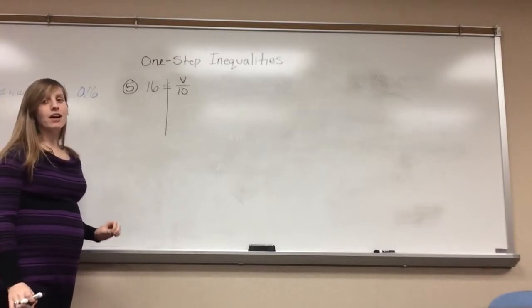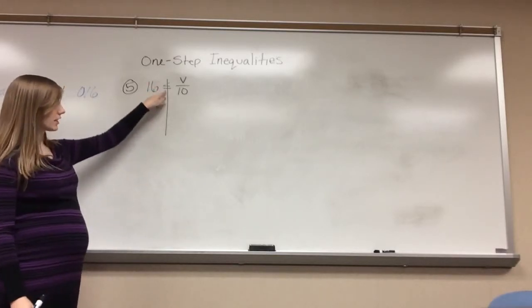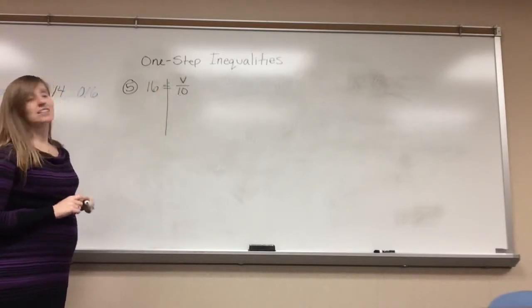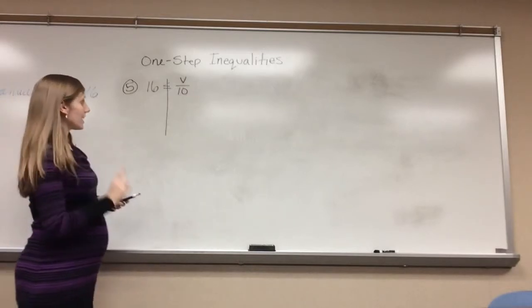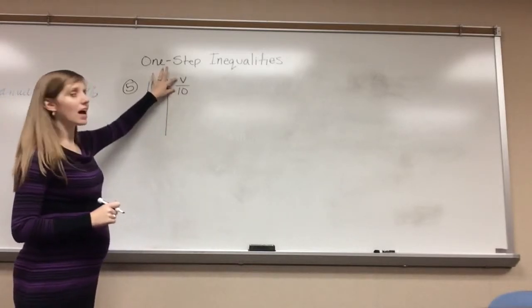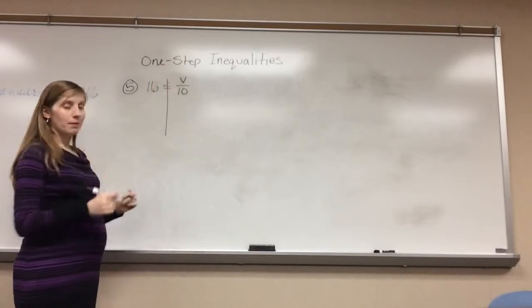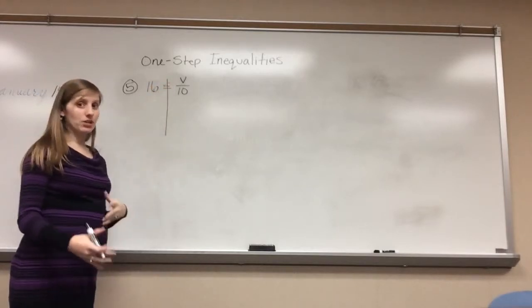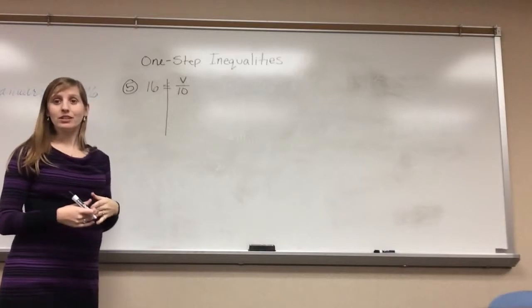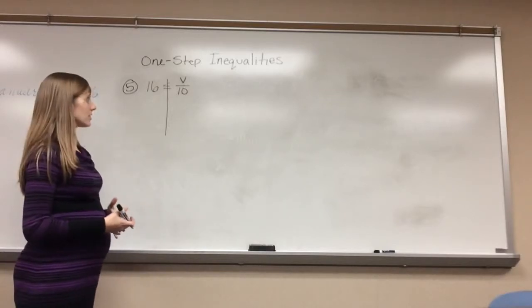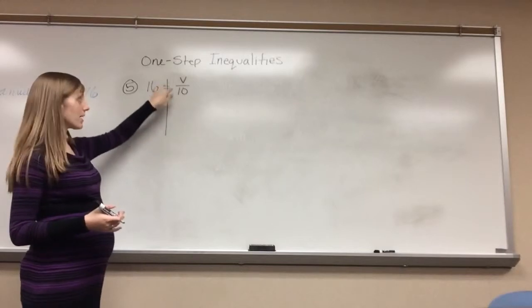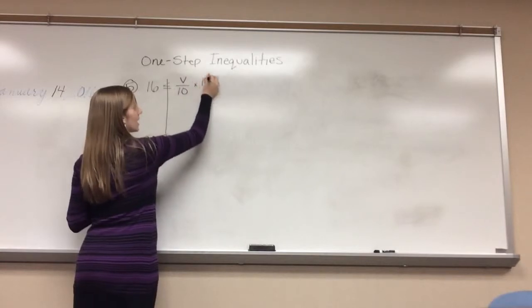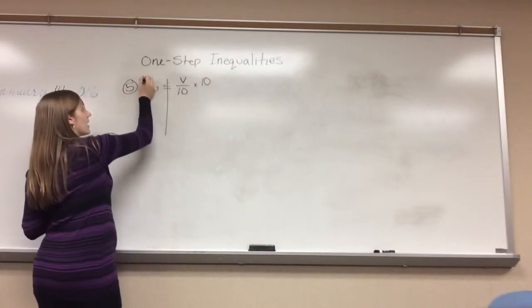For problem number 5, our inequality is 16 is less than or equal to v over 10. I want to solve for v, so that means I need to cancel out that 10, okay? So to cancel the 10, I need to first identify what operation it is when it's a fraction. Remember from what we learned about equations, anytime they write a fraction in your equation or inequality, it means division. So the opposite of dividing is multiplying. So to cancel out this divide by 10, I need to multiply both sides by 10. So I'm going to multiply by 10 on the right side and on the left side.